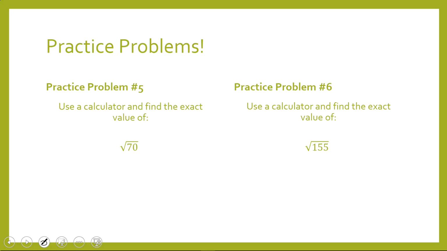All right, and you have 2 more practice problems that you're going to try. In this case, you're going to use a calculator and find the exact values of the square root of 70 and round it to the number that you see on Edpuzzle. So that is all for our notes today. If you have any questions, let me know.